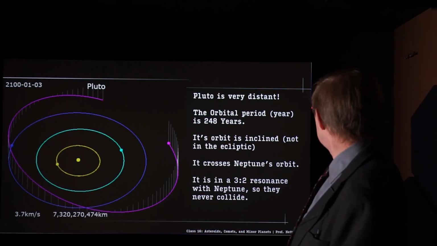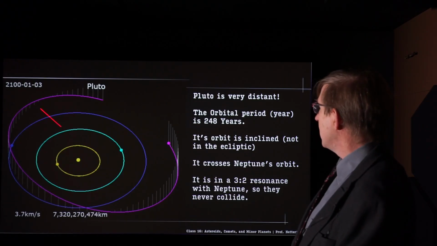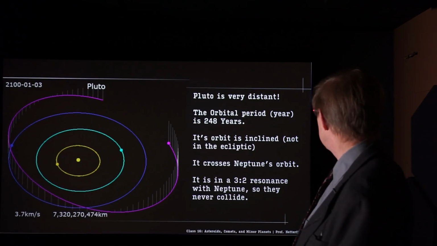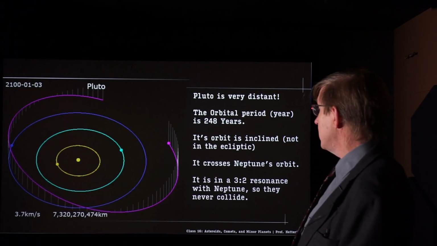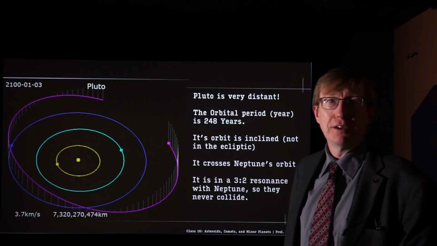Pluto's orbit is inclined, which means it's not in the ecliptic. All these guys are in the ecliptic plane. Pluto's orbit is inclined, which means it has some kind of slightly different history. And so this is Pluto. Pluto's, I think, pretty cool.